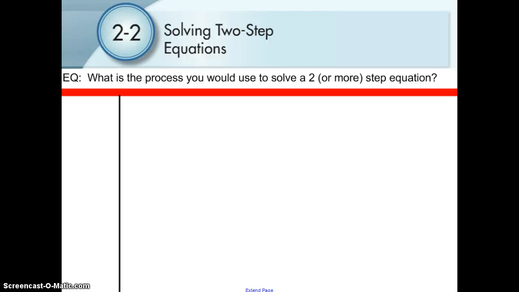Hello, so here we go with 2-2, solving two-step equations. I would like you to write down your essential question. What is the process you would use to solve a 2 or more step equation? Again, remember, if at any time I'm going too fast, you push pause. So we're going to get going right away.